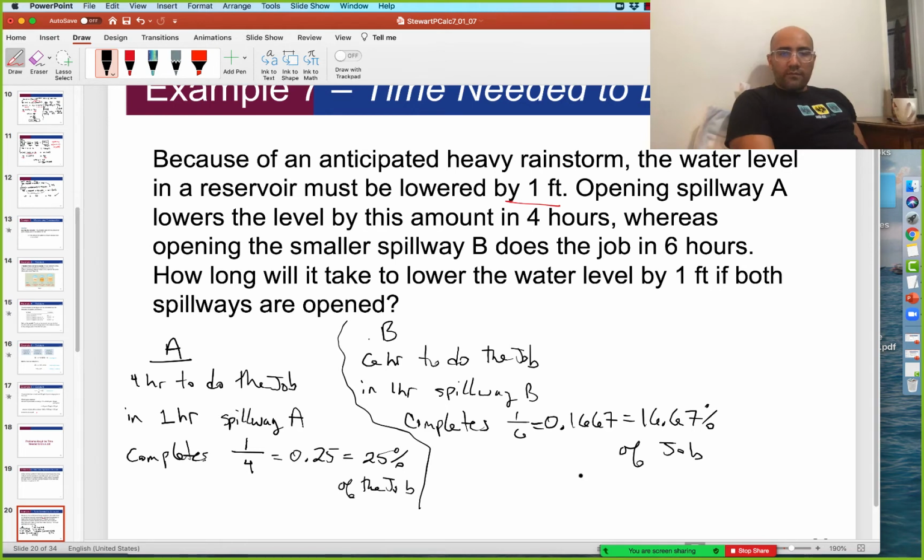Good. Okay, so now we have them both separately. This one by itself can do 25% of the job in 1 hour. This one by itself can do 16.67% of the job in 1 hour. So if they were both working together, A and B together, they should be able to do A plus B work in 1 hour.